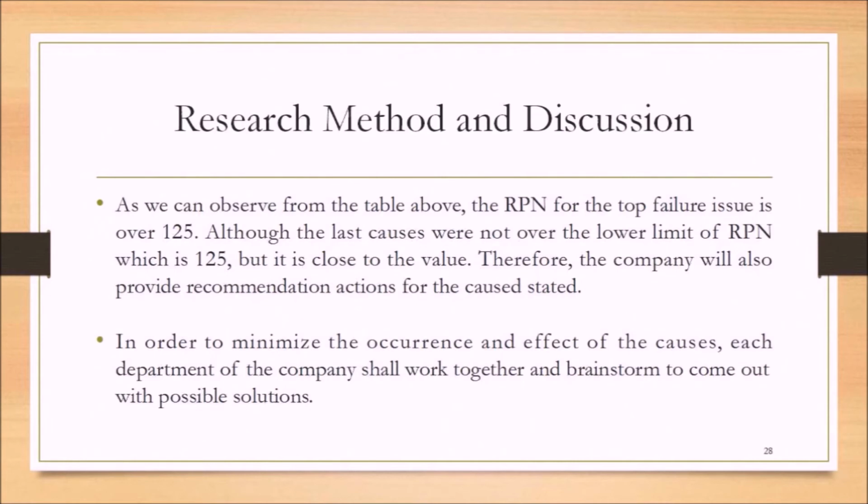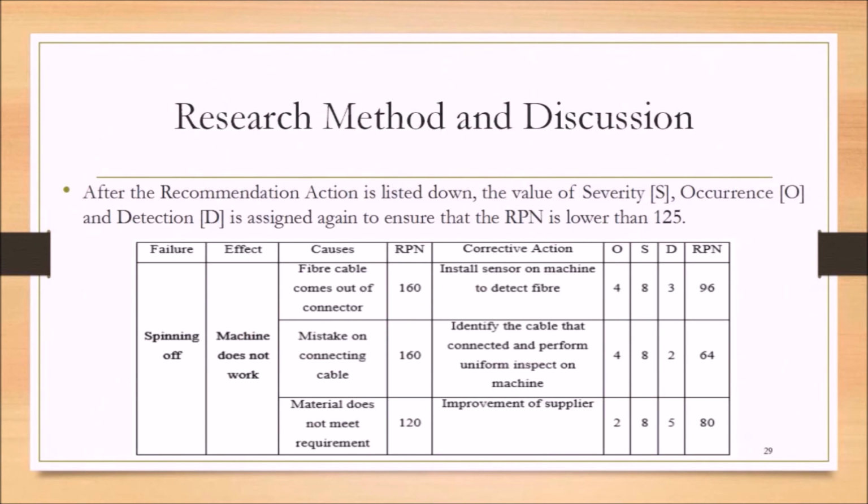In order to minimize the RPN value, all the departments of the company should work together and brainstorm to come up with possible solutions. After the corrective actions are suggested by the experts from each department, they are converted into the table as shown. The researchers will assign again the values for severity, occurrence, and detection to ensure that after the actions are implemented, they will result in minimizing the failure. For example, installing sensors on machines to detect fiber due to the fiber cable coming out of the connector will increase detection. Hence, the RPN value will be minimized.